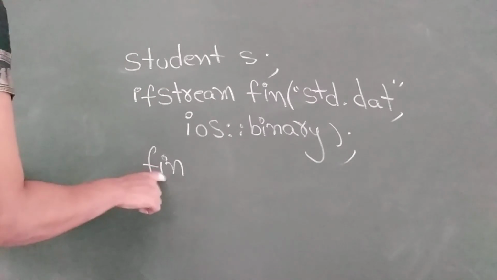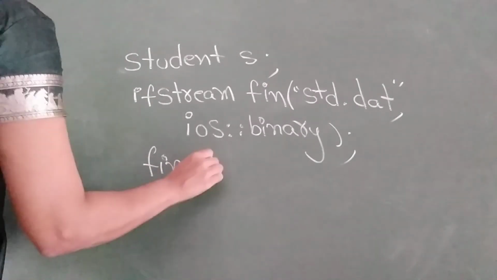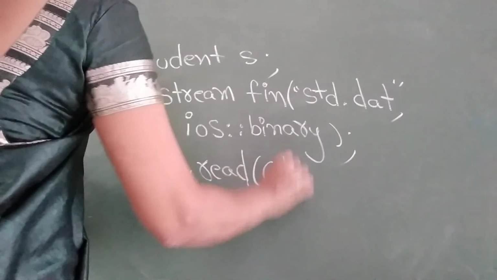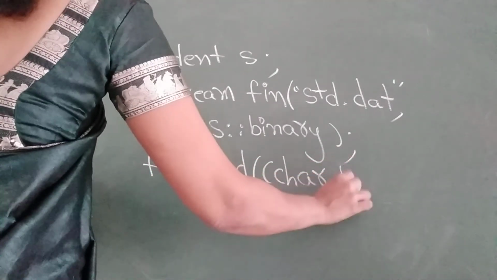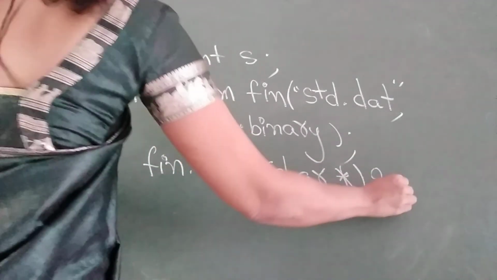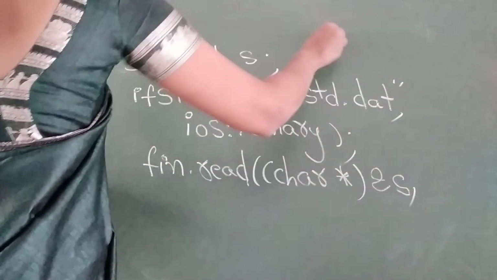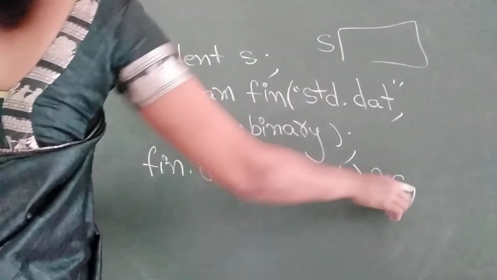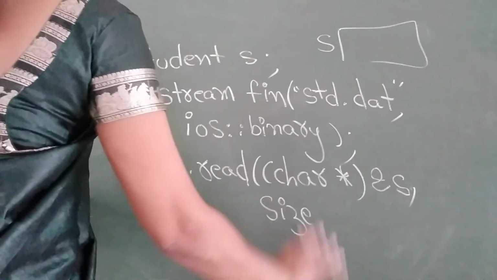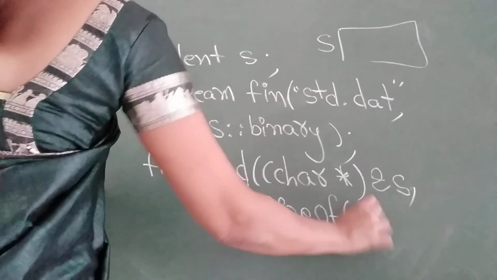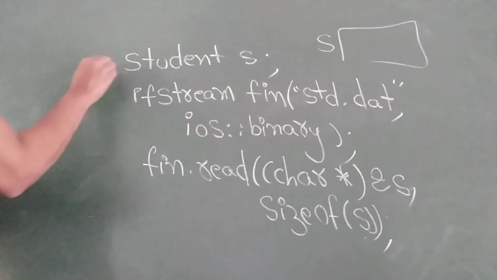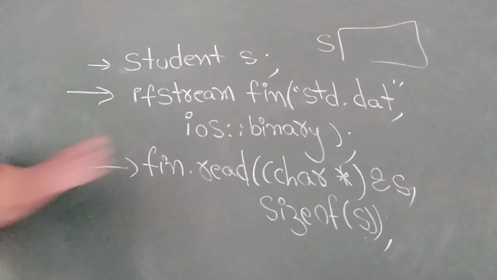I told you, to read we use fin, file input. Read. What to read? Here we clearly mention char asterisk, which means value. Ampersand s means the address, since one memory location will be there. Next, size of s. So this is one line, and this is the other line.